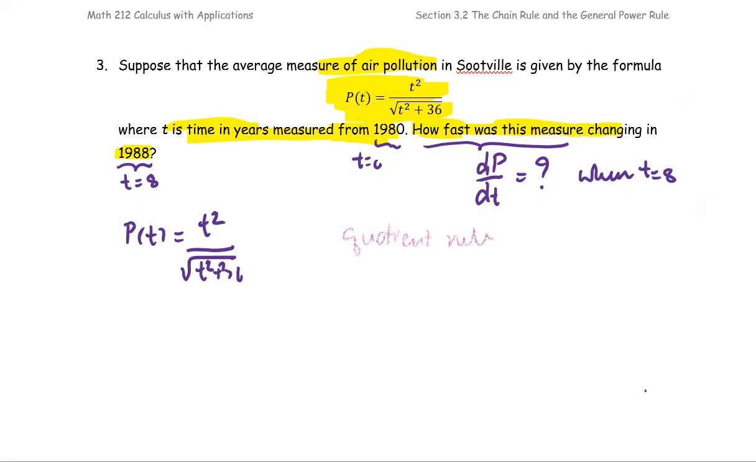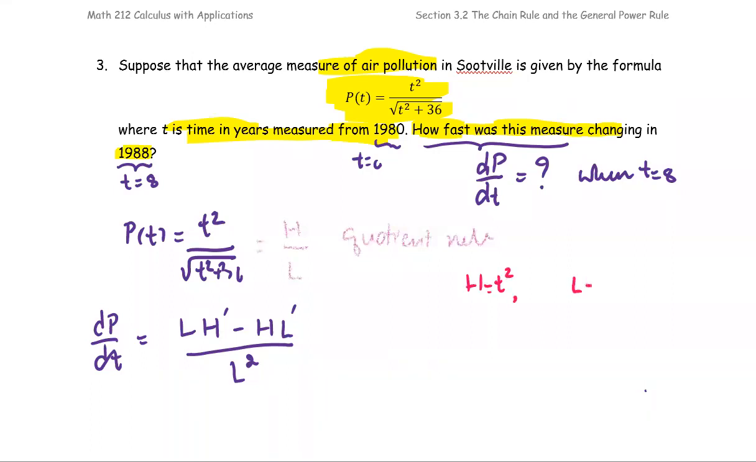When you use the quotient rule to find the derivative, dP/dt, I always use the notation high for the numerator and low for the denominator expression. The formula is low d high minus high d low, draw the line, low squared. So we're going to need the high, d high, low, and d low expressions to bring back into the quotient formula. On the side, I'm going to make a list. My high function is t squared, and my low function is square root of t squared plus 36.